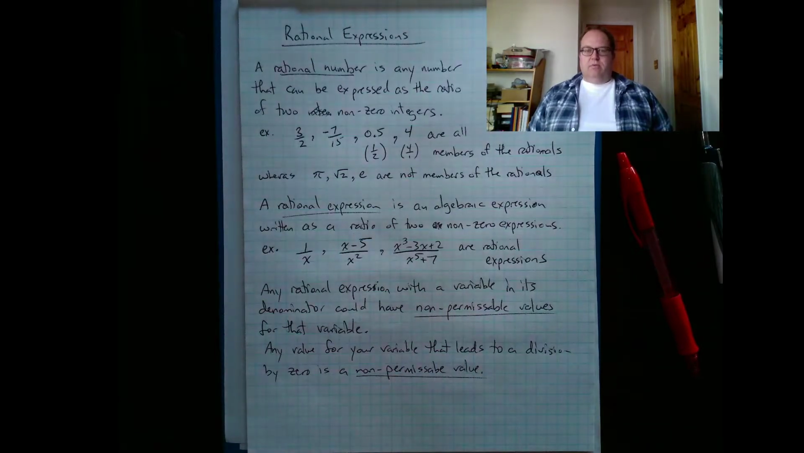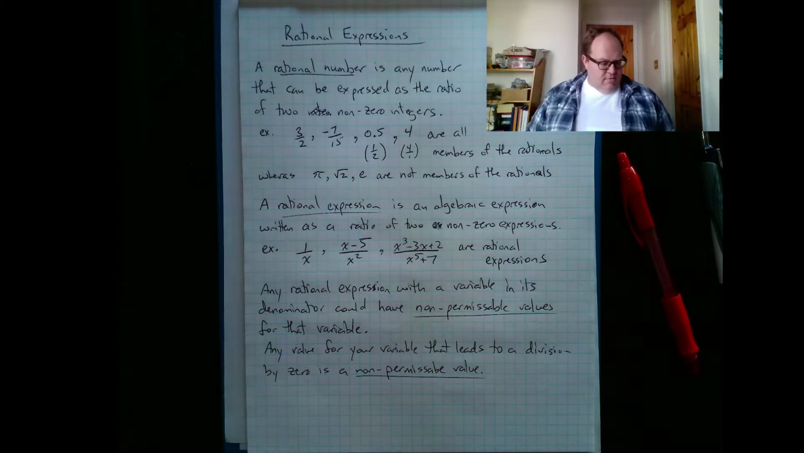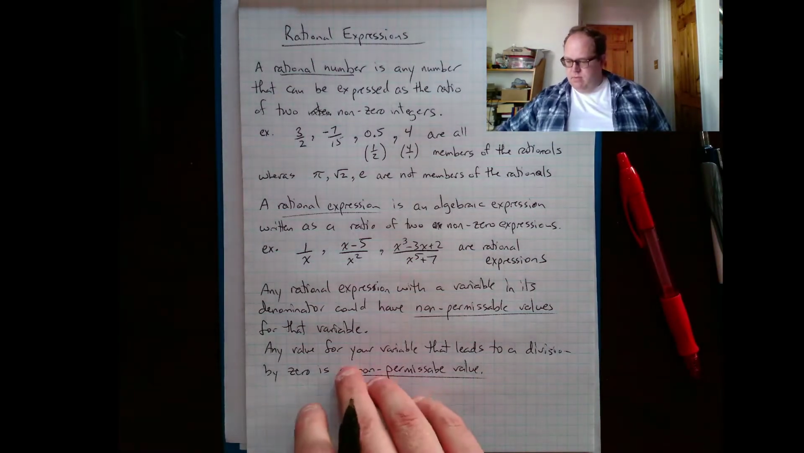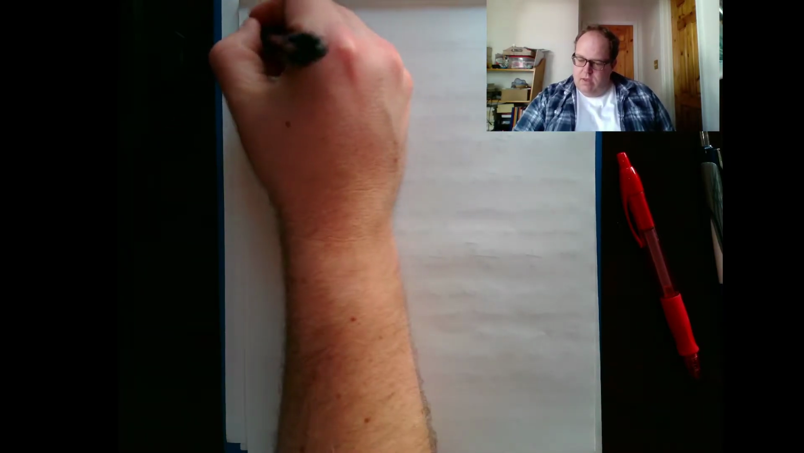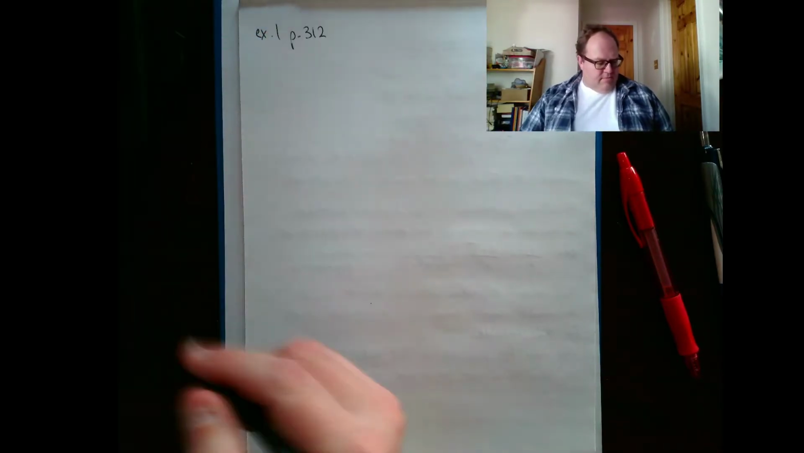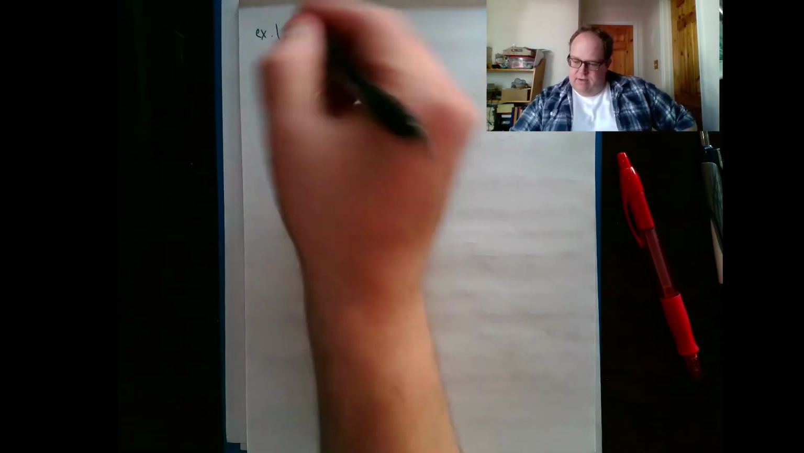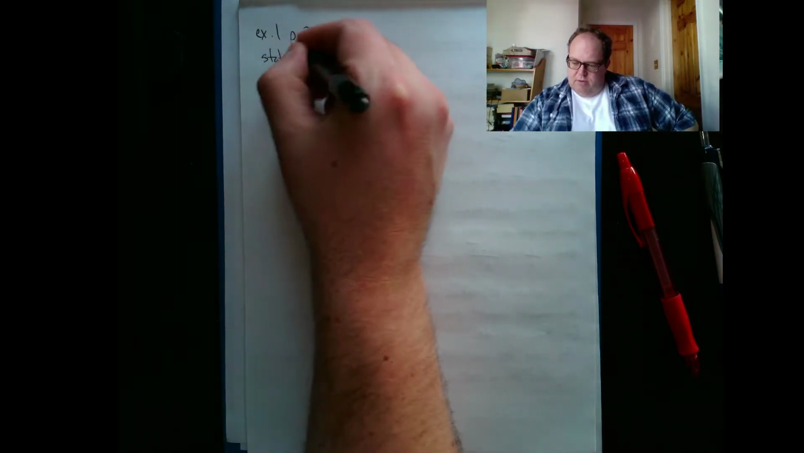And that's going to become important as we move forward and talk about equivalent rational expressions and that sort of thing. I'm going to do a couple of examples with this. First example, I am stealing off of page 312 of your book. This is example 1 from page 312. Given, well, basically says state the non-permissible values.